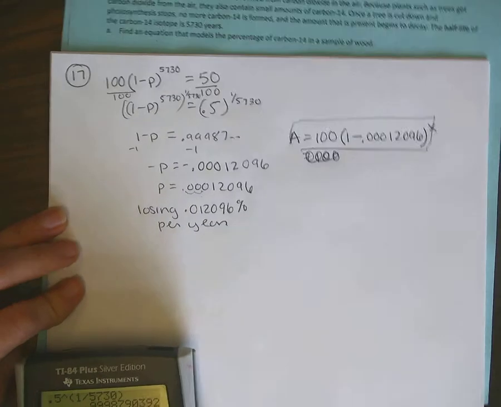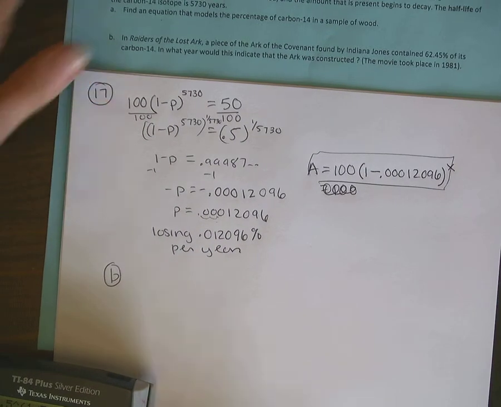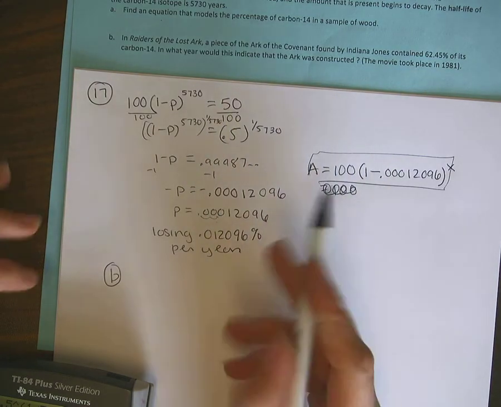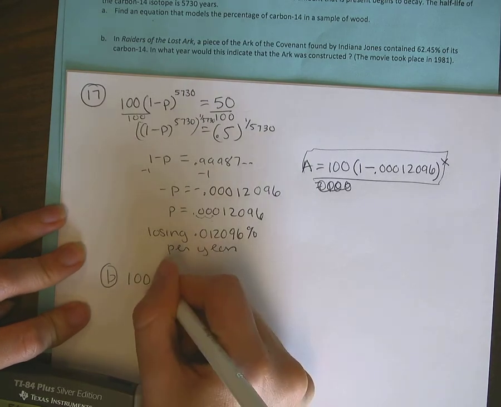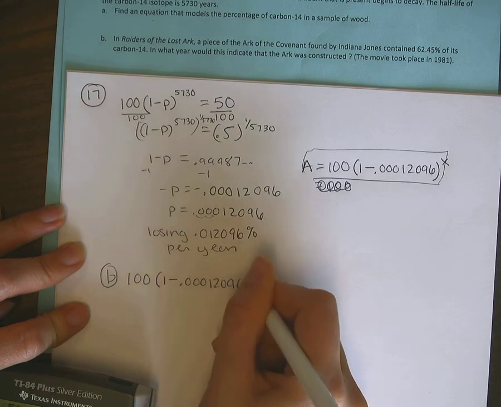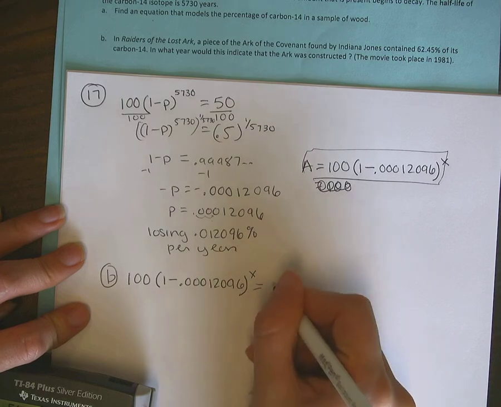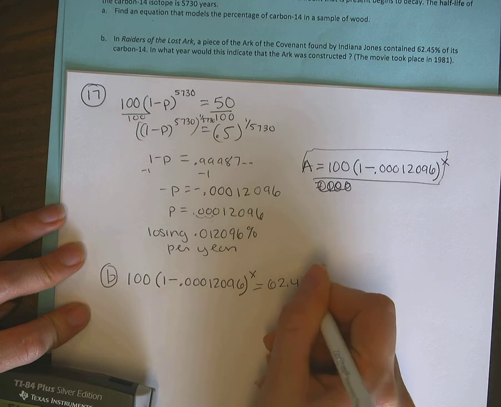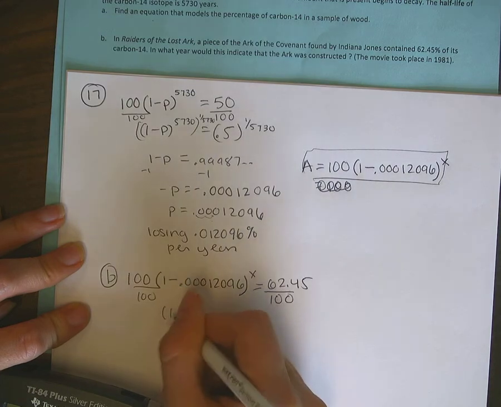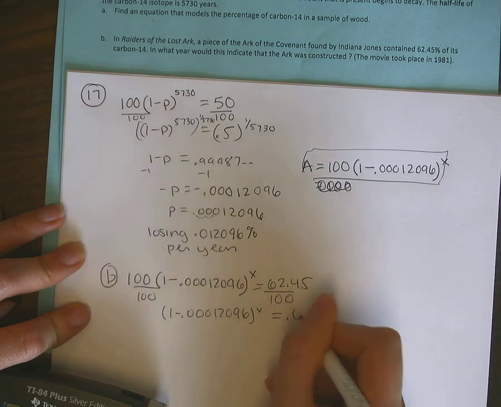So now when I get to part B, where it says that we have a piece of arc that has 62.45% of its carbon-14 remaining, now we can say, okay, I started at 100%. I was losing 0.0001296 as my percentage. And then I want to know how long did it take, so x is my number of years, to get to 62.45%. And so from there I can solve dividing by 100, gives me 1 minus 0.0001296 to the x equals 0.6245.